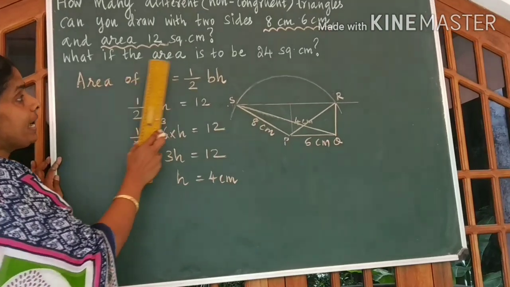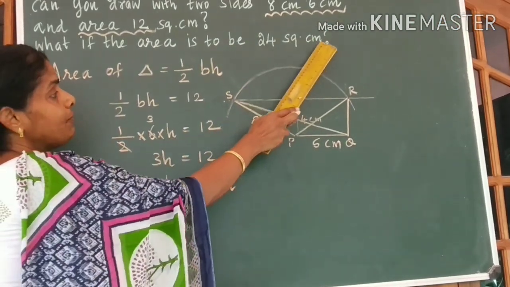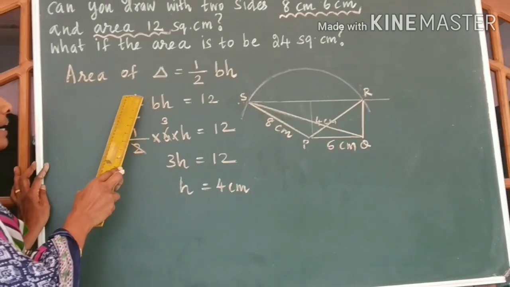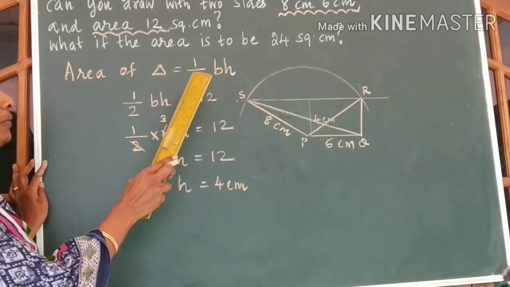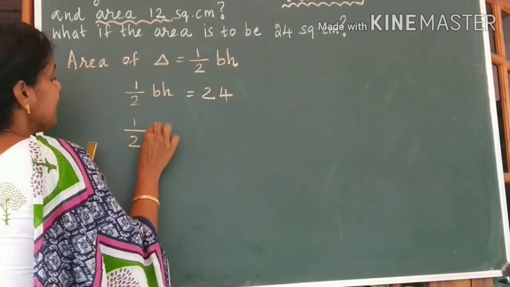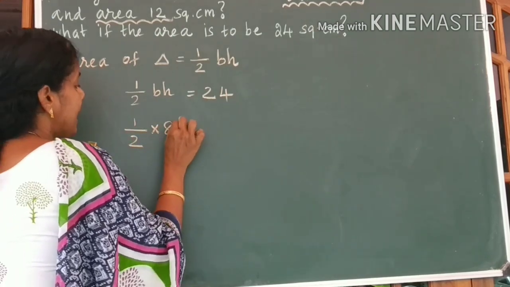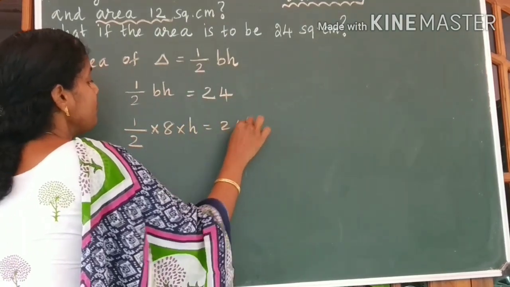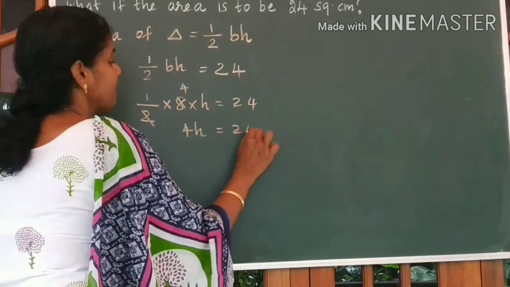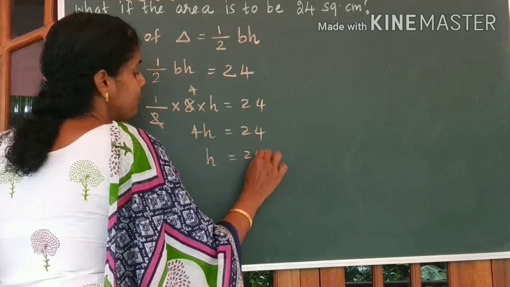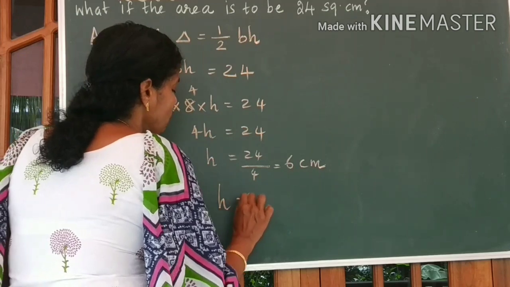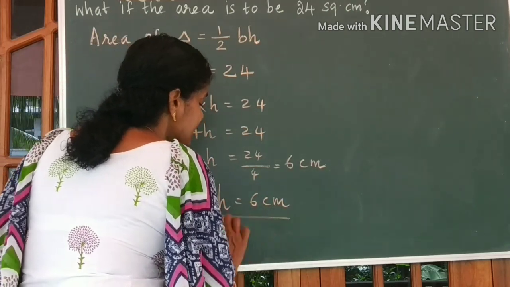What if the area is to be 24 square centimeter? So what you have to do? Let us take half BH is equal to 24 square centimeter. Now let us take in the same way, half into 8 into h is equal to 24. 1 2 is 2, 4 2s are 8. So you got 4h is equal to 24. h is equal to 24 by 4 is equal to 6 centimeter. You got height is equal to 6 centimeter.